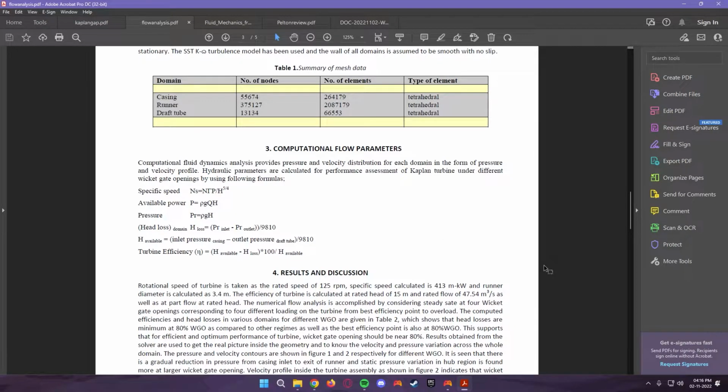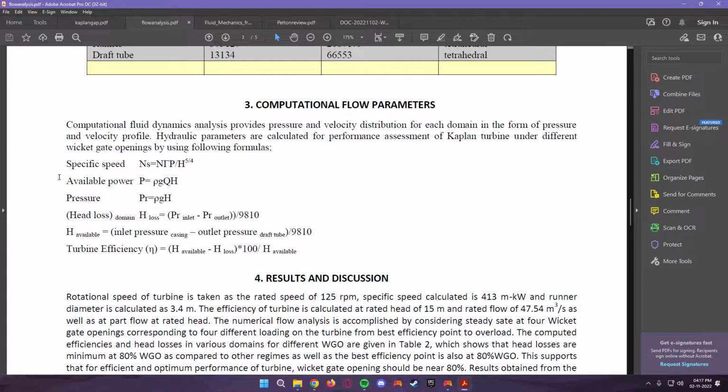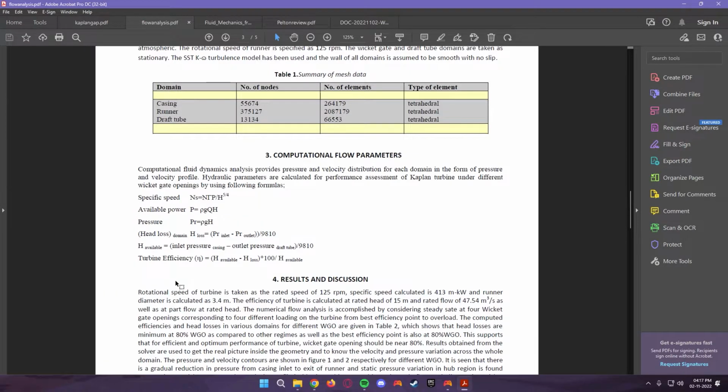Moving to computational flow parameters, computational fluid dynamics analysis, or CFD, provides pressure and velocity distribution for each domain in the form of pressure and velocity profiles. Hydraulic parameters are calculated for performance assessment of the Kaplan turbine under different wicket gate openings by using the following formulas. Let me zoom it for you. These are the formulas for specific speed, available power, pressure, head loss in the domain, head available, and turbine efficiency.